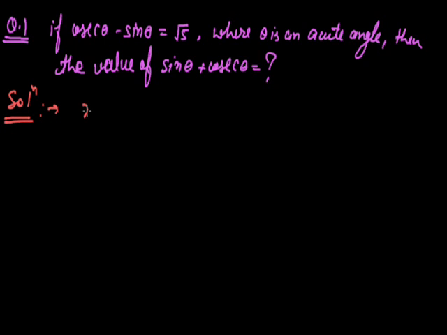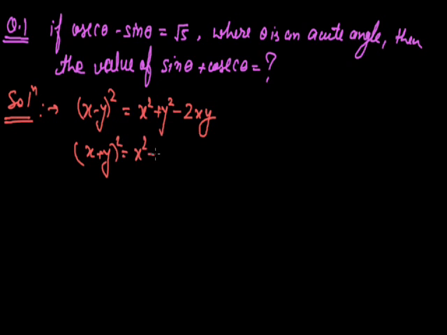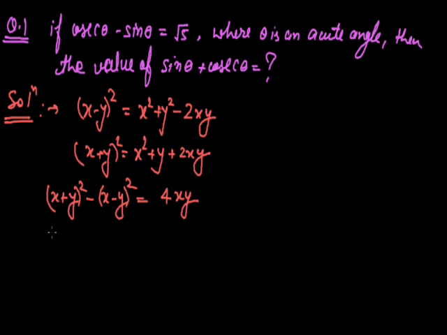As we know, the identity that x minus y whole square is equal to x square plus y square minus 2xy, also x plus y whole square is equal to x square plus y square plus 2xy. From here we may have the value of x plus y whole square minus x minus y whole square is equal to 4xy, or we may say that the value of x plus y whole square is given by x minus y whole square plus 4xy.